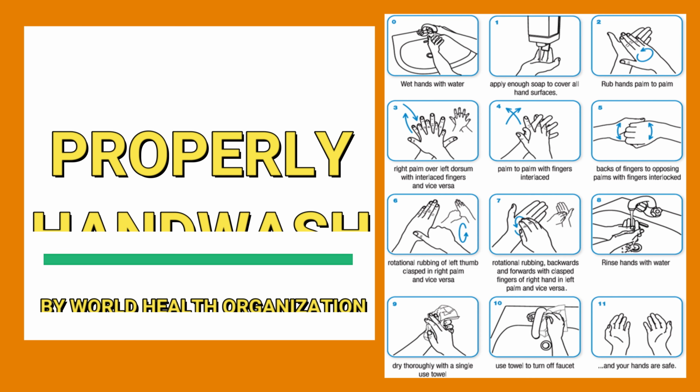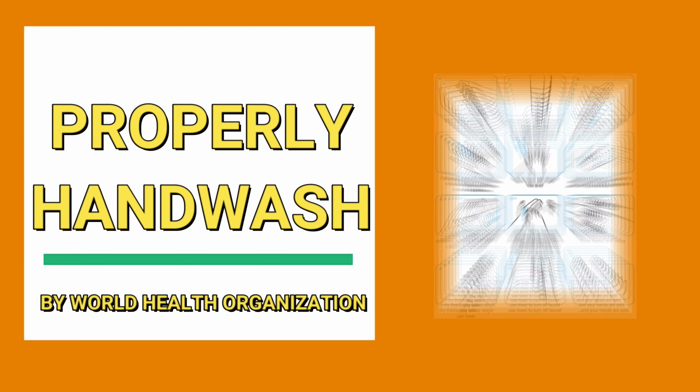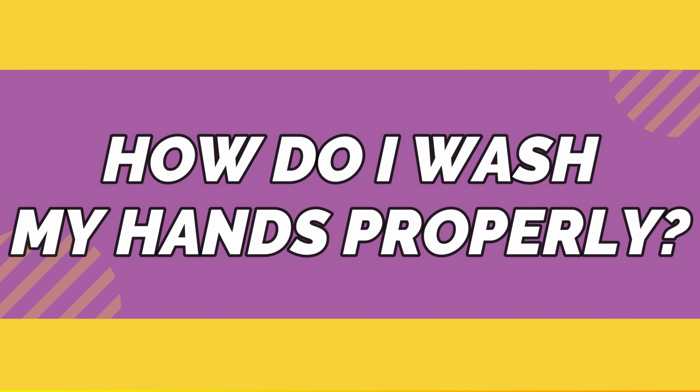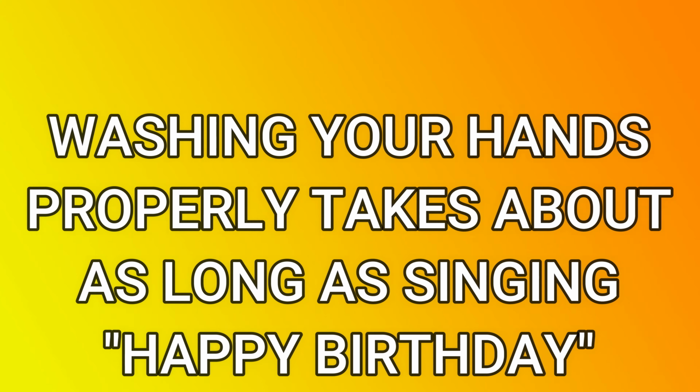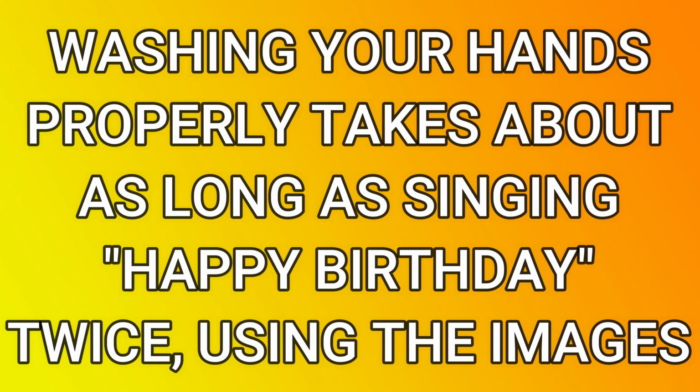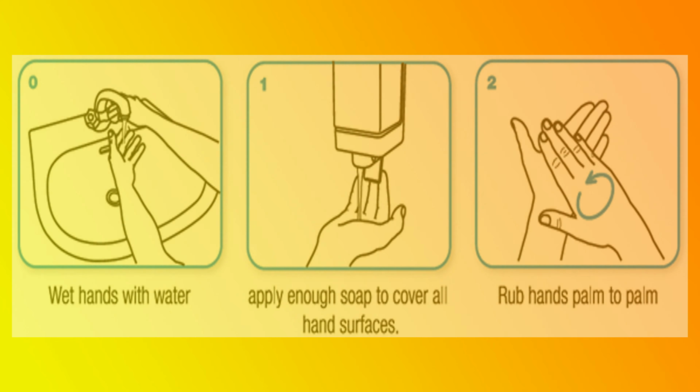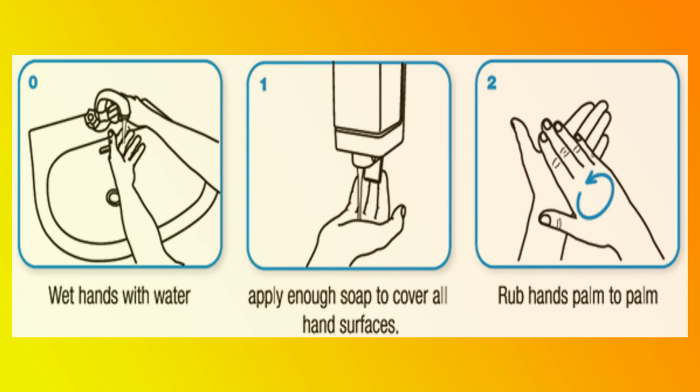Properly hand wash by the World Health Organization. How do I wash my hands properly? Washing your hands properly takes about as long as singing happy birthday twice. Using the images: wet hands with water. Apply enough soap to cover all hand surfaces.